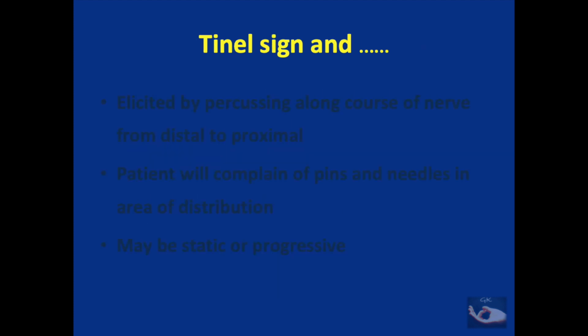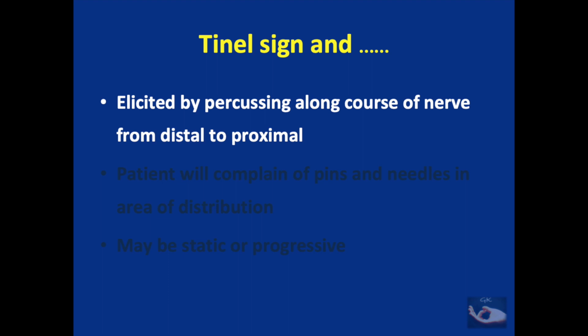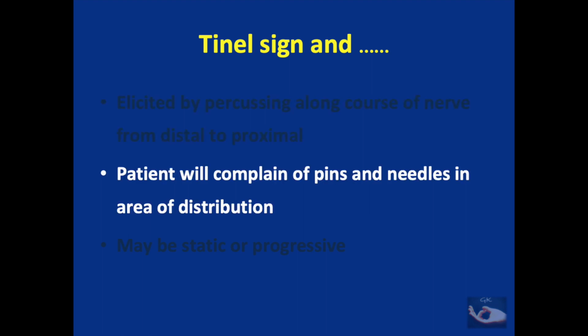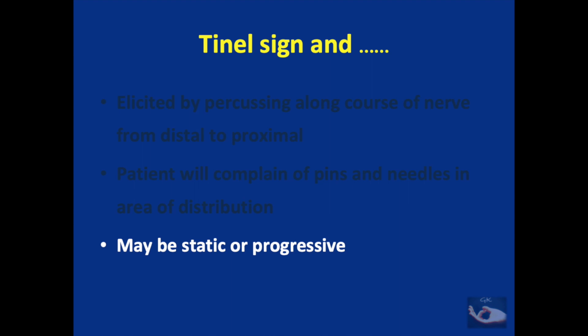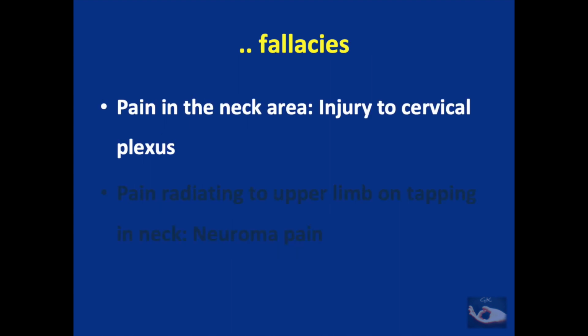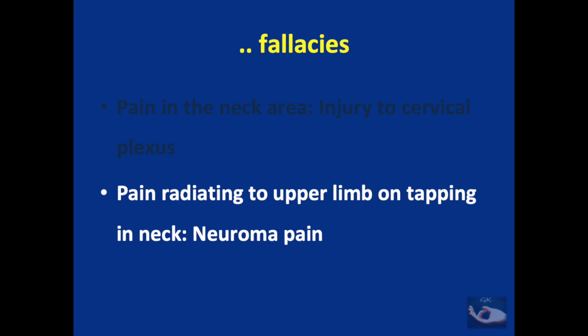As far as the tunnel sign is concerned, it should be elicited by percussing along the course of the nerve from distal to proximal. The patient will complain of pins and needles in the area of distribution, and it may be static or progressive. The following do not come under tunnel sign: pain in the neck area, which indicates injury to the cervical plexus, and pain radiating to the upper limb on tapping in the neck, which indicates neuroma pain, meaning there is a total severance of a nerve and does not indicate regrowth of nerve.